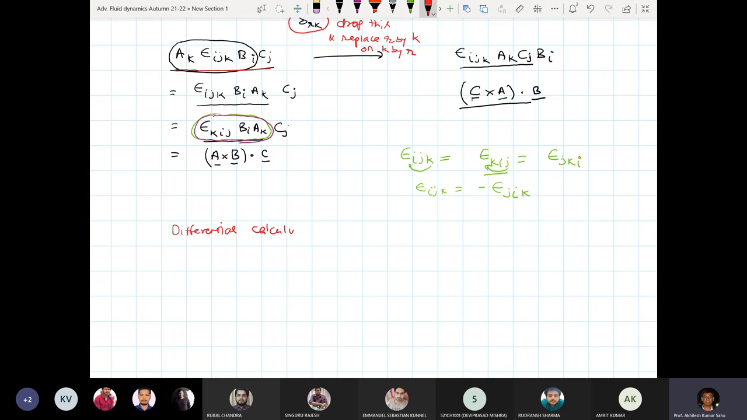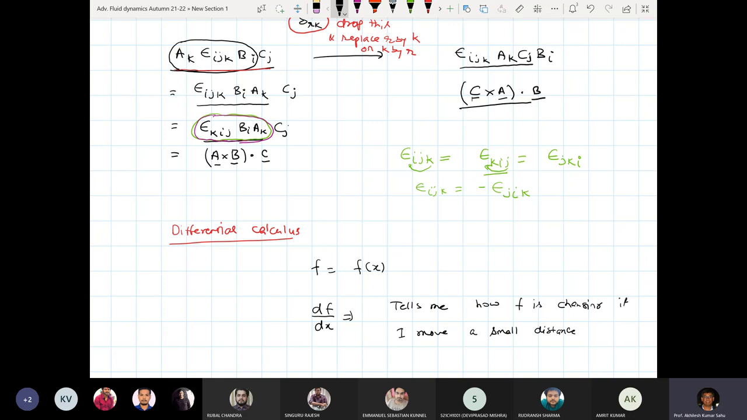Okay, so let's say I have a function which is a function of x only. I have just one independent variable, right? Then df by dx. What is df by dx in words? If I write this in words, df by dx tells me how f is changing if I make a small change in x.